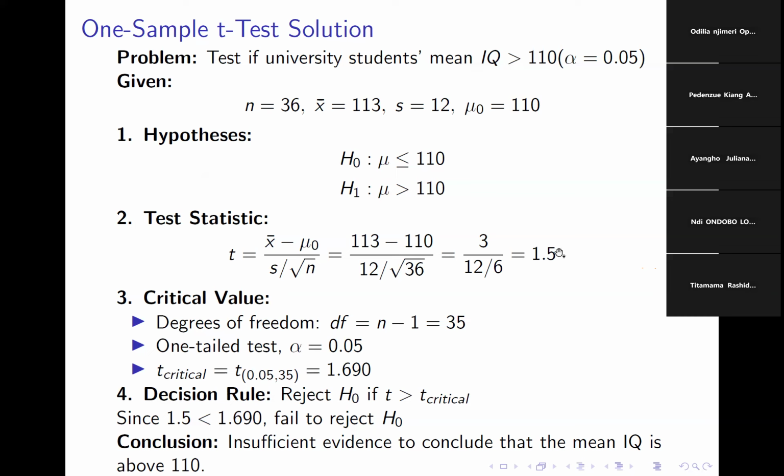In this case, we calculated 1.5, and 1.5 is less than 1.6, which is the critical value for a significance level of 0.05, which fails to reject the null hypothesis, and therefore the alternative hypothesis has to be true. Or at least there is insufficient evidence to conclude that the mean IQ is above 110. So in some sense, you admit the alternative by rejecting the null. You can't reject the null.